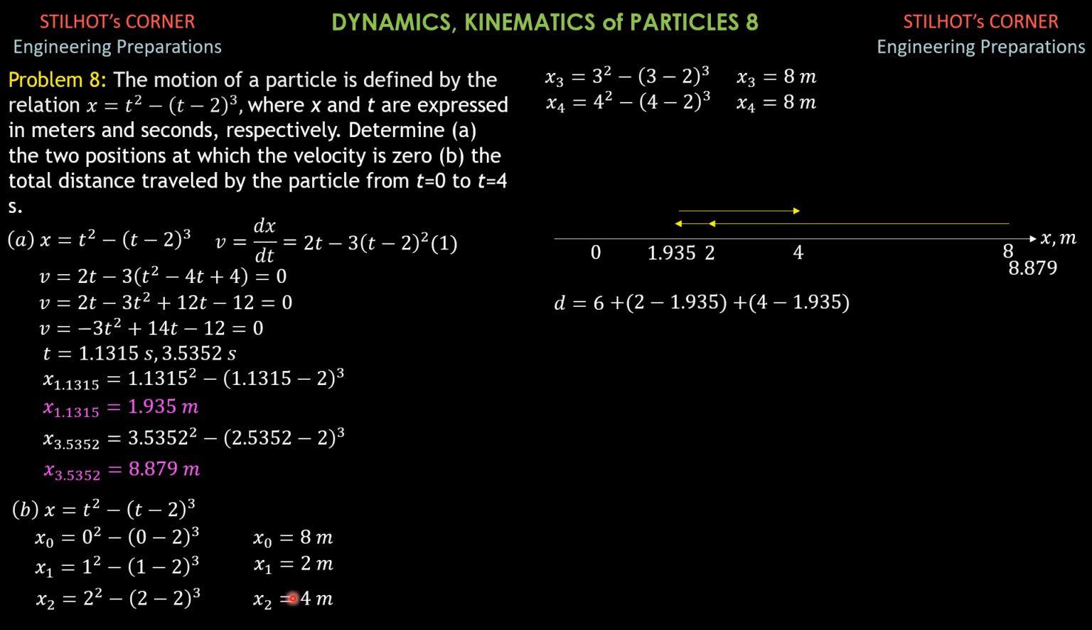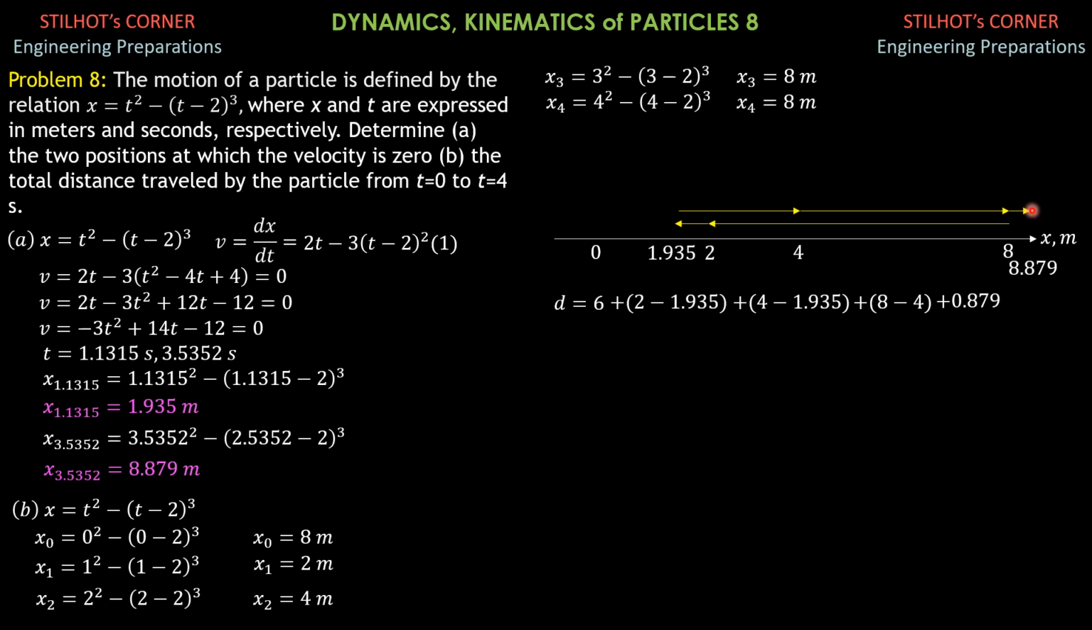So this is when time is 2 seconds. Then from 2 seconds to 3 seconds, from 4 to 8, the distance traveled by the particle is 4, where 4 is 8 minus 4. Then this is time equals 3 seconds. From 3 to 3.5352 seconds, the particle proceeded to 8.879, and the distance traveled from this position to that position is quantity 8.879 minus 8, or simply 0.879. Then finally, take note that the particle changes direction here.